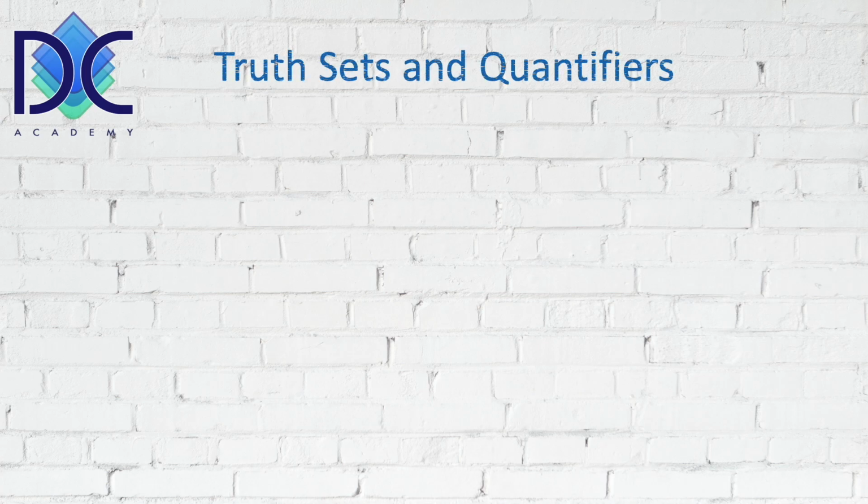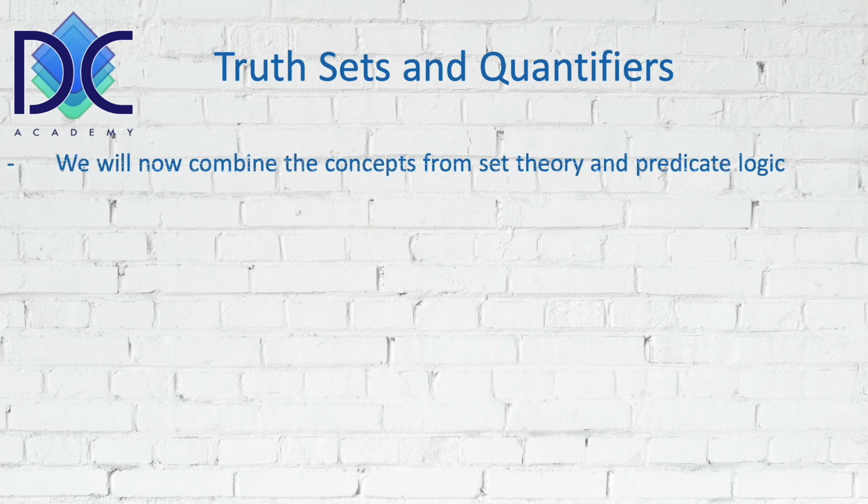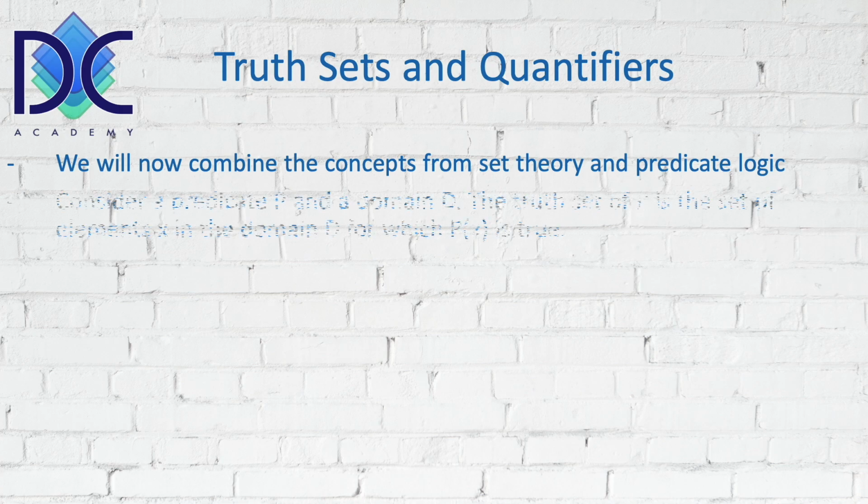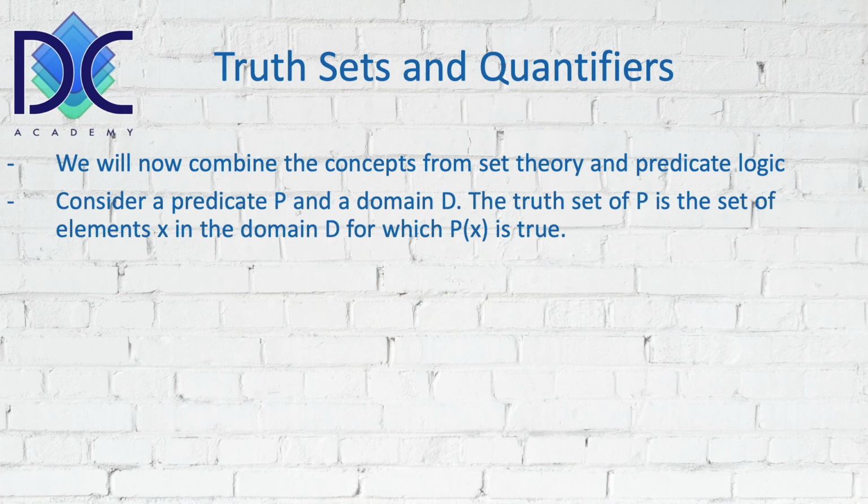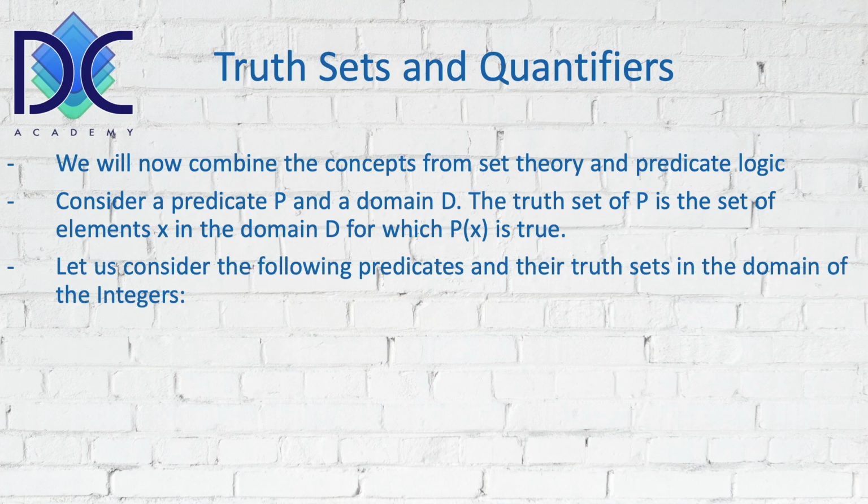The next element is about truth sets and quantifiers. What we are going to do now is combine the concepts from set theory and the predicate logic that we've seen in the first chapter. We consider a predicate P and a domain D. The truth set of P is the set of elements x in the domain D for which P of x is true. Let's have a look at some predicates and their truth sets in the domain of the integers.